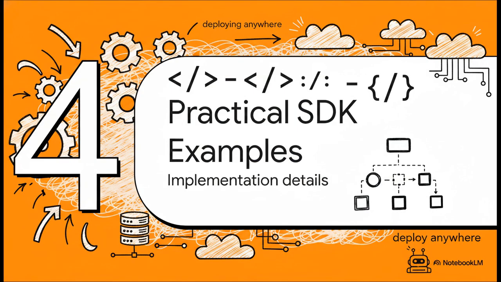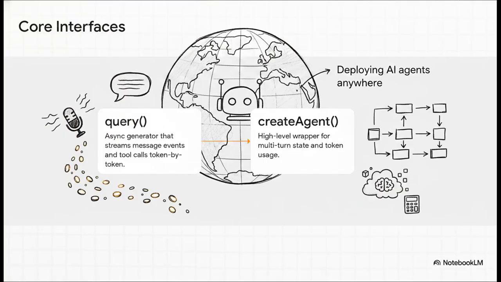Okay, Section 4, Practical SDK Examples. Let's get into the implementation details. So the real crucial point is how you actually interface with the SDK in your Node.js application, which, by the way, just requires Node version 18 or higher. The SDK exposes two main surfaces depending on exactly what you need. If you need granular token-by-token streaming control, say you're building a live chat UI, you're going to use the query function, which acts as an async generator. On the other hand, if you want the SDK to just handle the stateful memory of a multi-turn conversation across several interactions, you just use create agent. That returns structured results complete with your exact token usage.